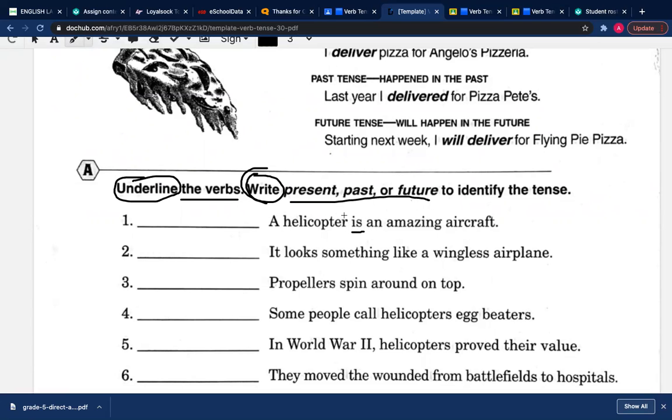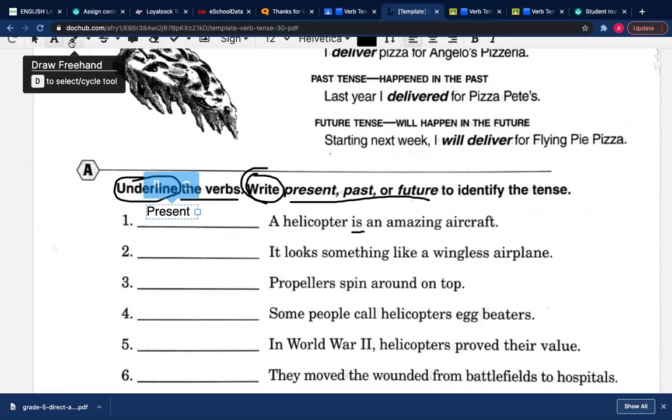Is is our verb. If the sentence has is as a verb, that's always going to be present tense because it's happening right now. It is happening now. Okay? If something is something, it's currently that. So then we would write the word present on the line because this is a present tense verb. Okay? Take a look at number 2.